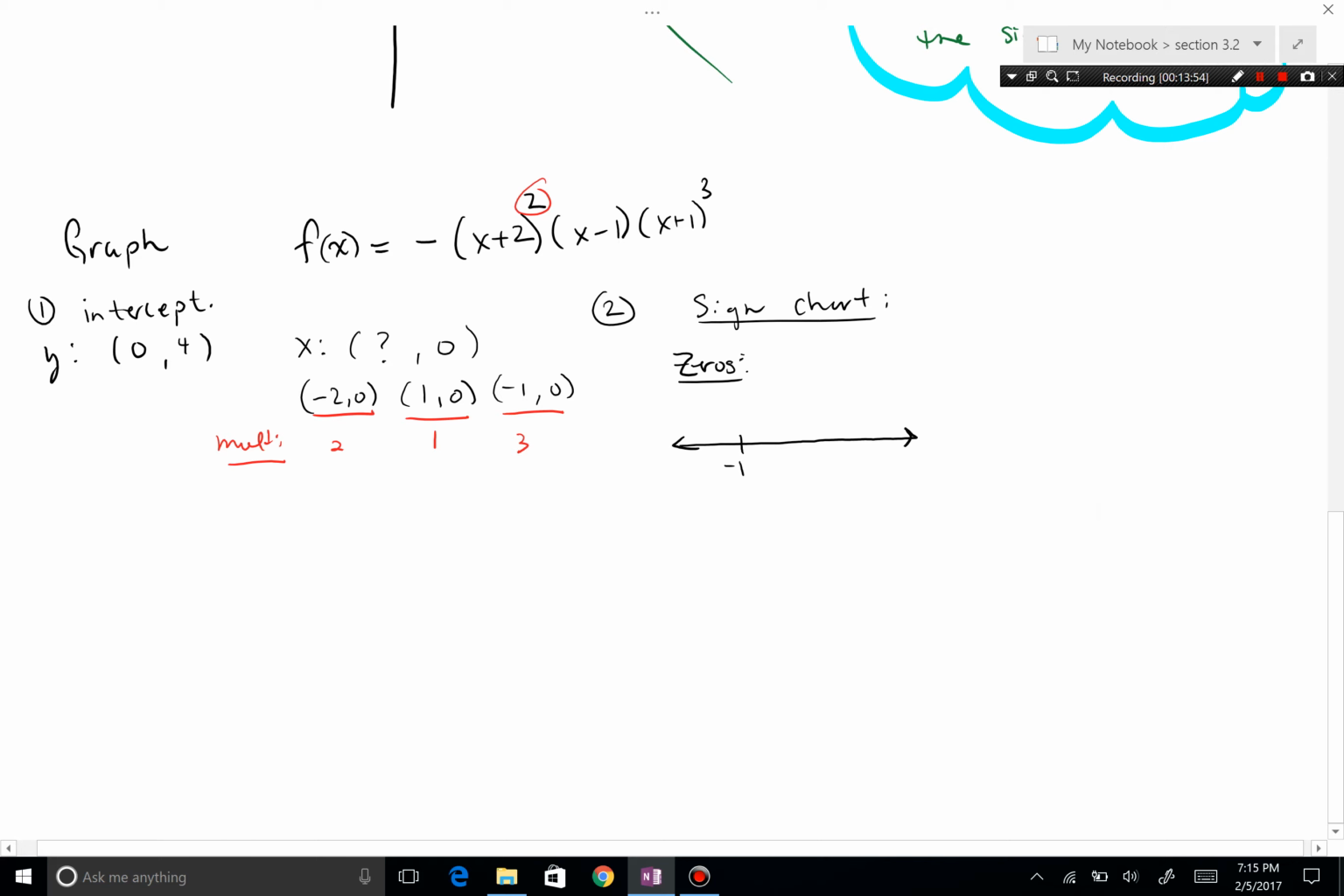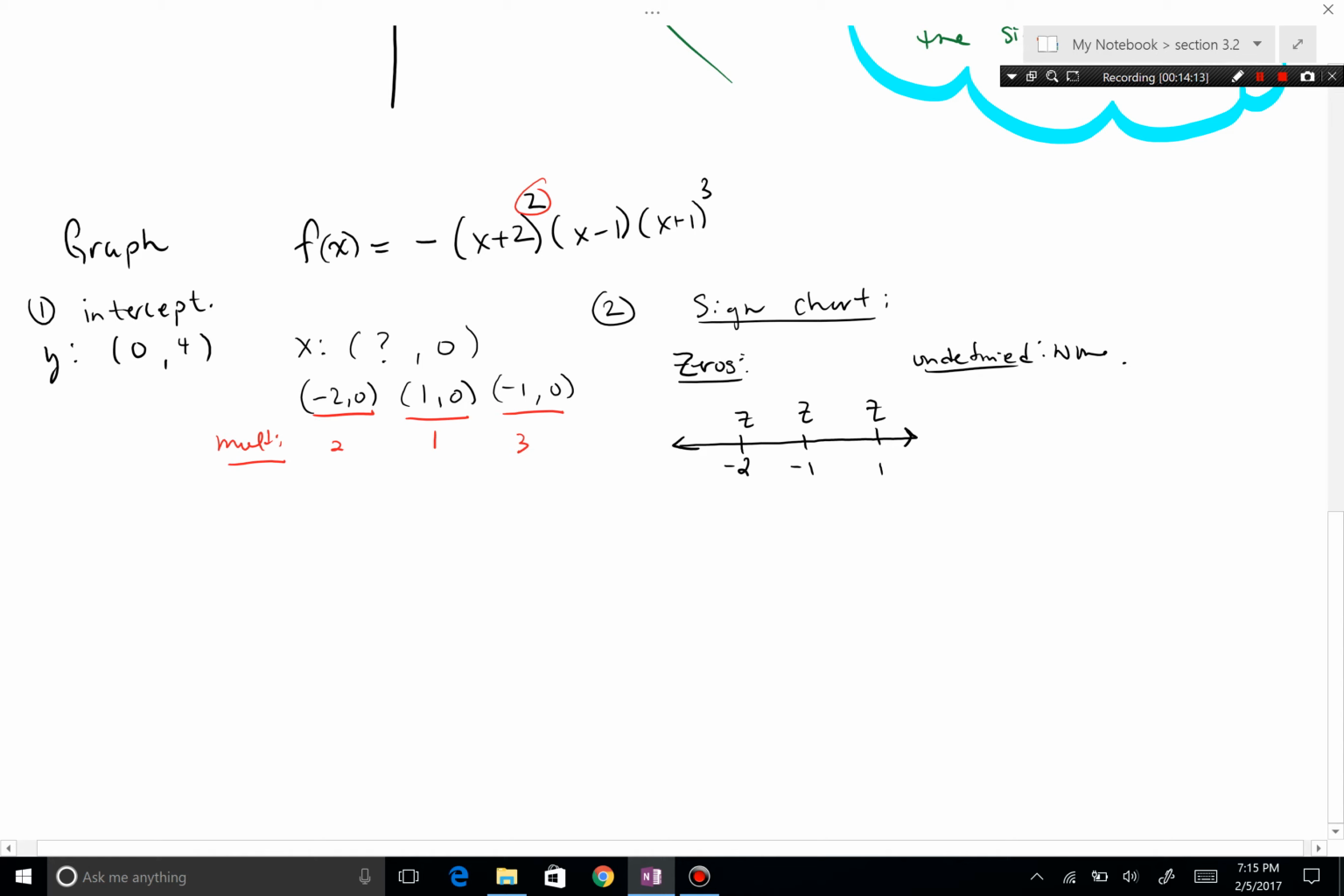Well, let me put it in order. Negative 2, negative 1, and 1. Now notice these are all zeros. Now why didn't I even bother writing undefined? It's because I don't have a denominator. I'm not going to have any, but I'll do it for you. So I have none of these. Okay? Now, I just need the sign.